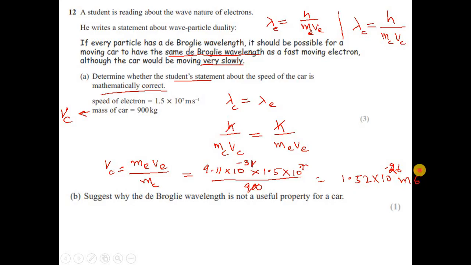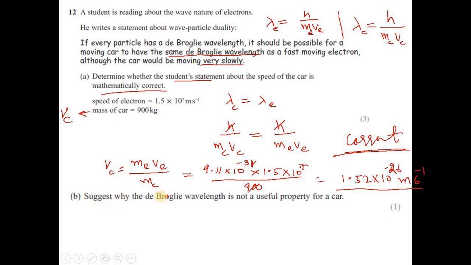meter second inverse. And clearly, indeed, the velocity of the car is very small, it is moving very slowly. It's 10 to the power minus 26. So of course the statement is correct. You need to write that the velocity of the car is really small, so the statement is correct.